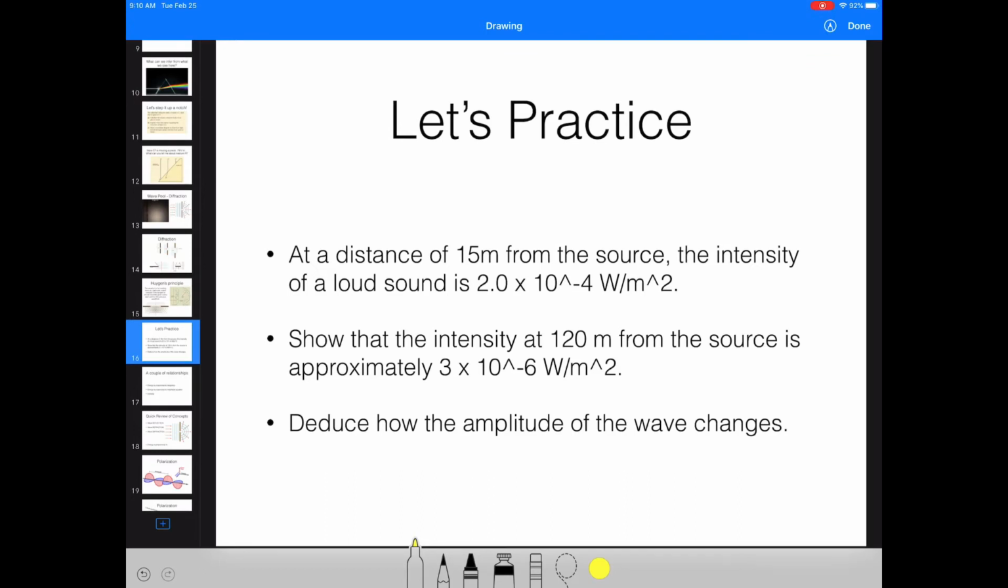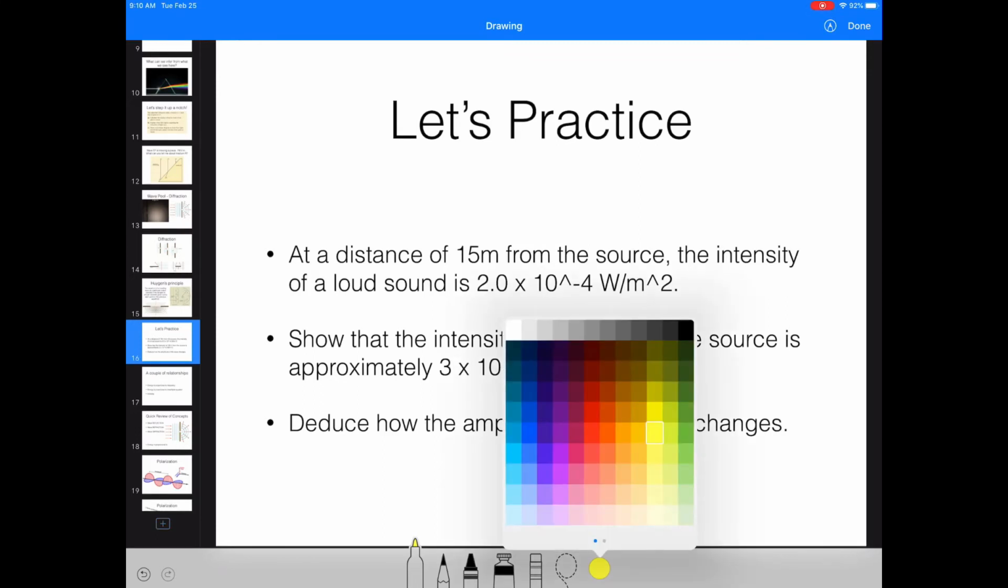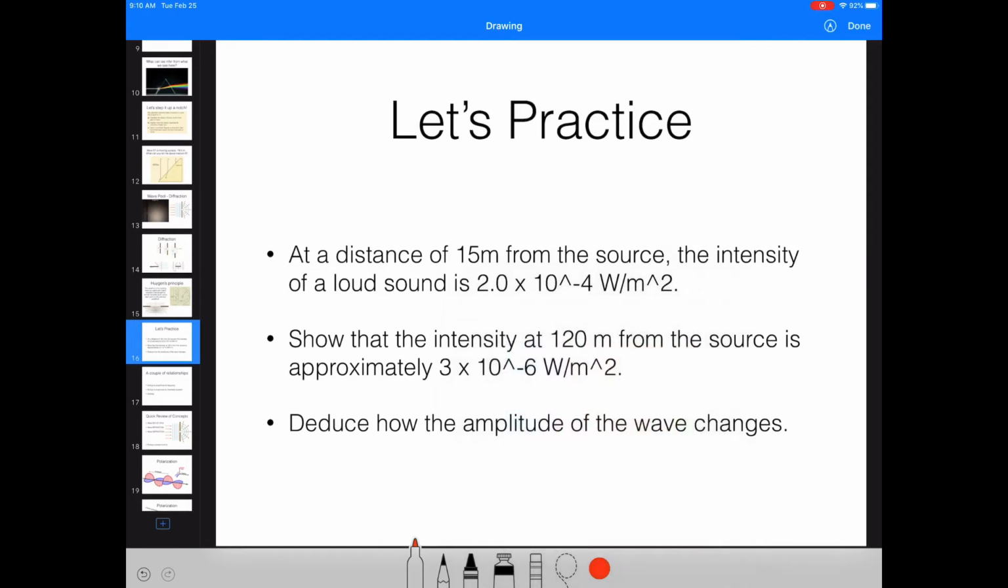All right, let's practice and do a problem. At a distance of 15 meters from the source, the intensity of a loud sound is 2 times 10 to the negative fourth watts per meter squared. Show that the intensity at 120 meters from the source is approximately 3 times 10 to the negative 6 watts per meter squared, and deduce how the amplitude of the wave changes.